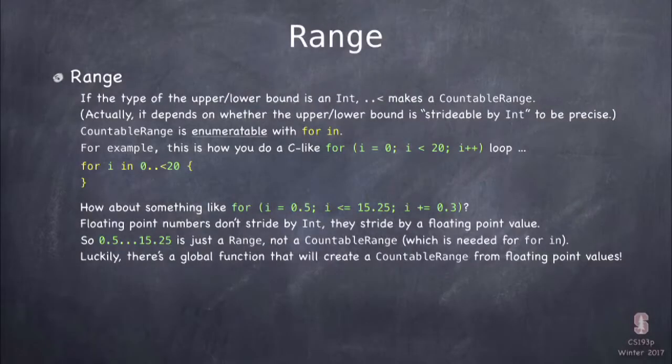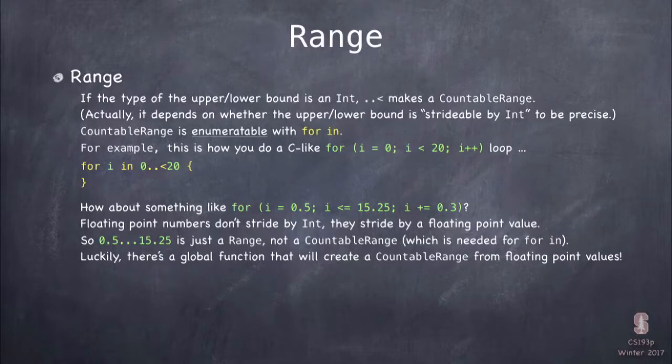Now, what about floats? Floats are a little weird. What if I want to do for i equals 0.5, i is less than or equal to 15.25, i plus equals 0.3? Whoa. How am I going to do that? If I said for i in 0.5 ... 15.25, how does it know to go by 0.3? The answer is it doesn't. In fact, a range like that, 0.5 ... 15.25, is not a countable range. It's just a range. It only knows the start and end. It knows nothing about what's in between. So it cannot be a sequence. It can't be for-in'd over.